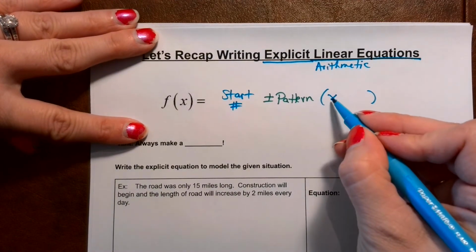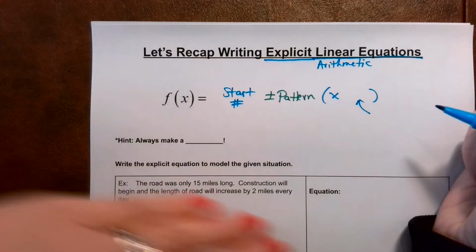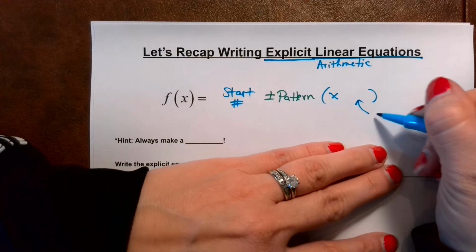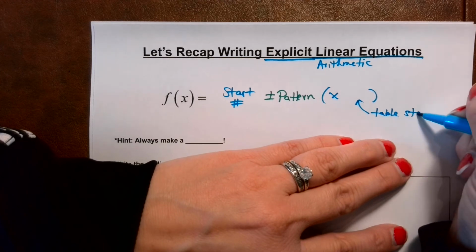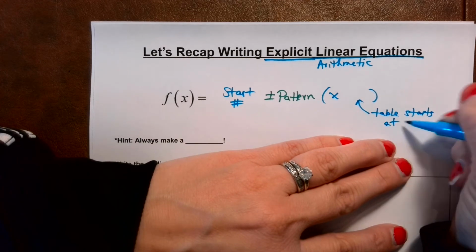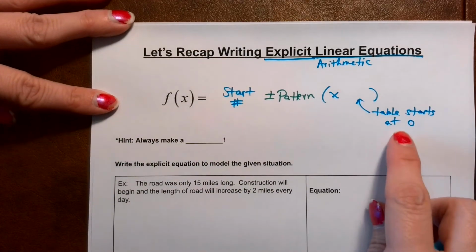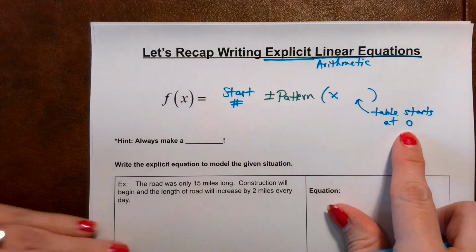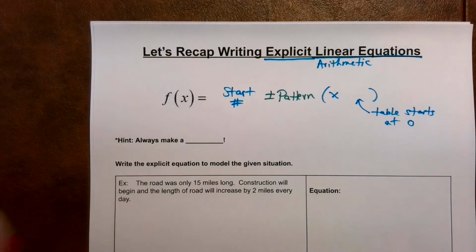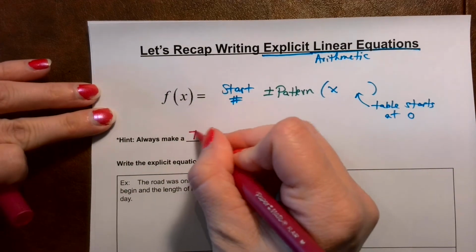Now sometimes we have to adjust this x, and the reason we do that is to look to see if the table starts at 0. If it starts at 0, you just leave it alone. If the table starts at a different number, we're going to have to adjust this to bring it back to 0.